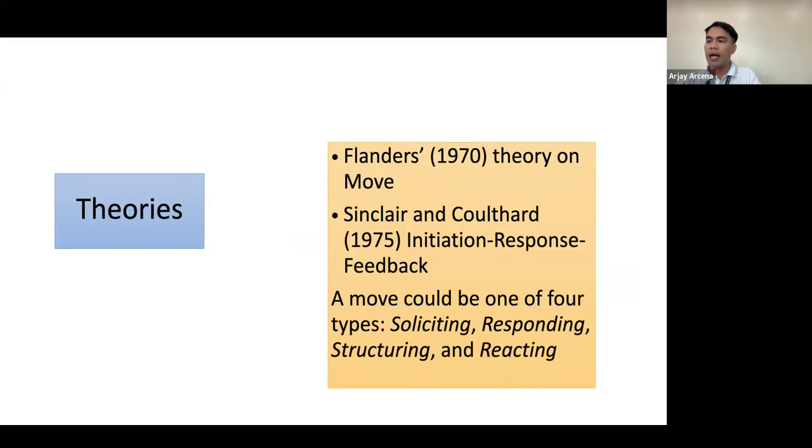More so, to answer research question number 2, the theory of Sinclair and Coulthard 1975 on initiation, response, feedback was utilized. This theory helped the researcher understand how language use shapes the students inside the classroom during discussion, as it focuses on how the teacher initiates conversation, how students respond to the initiated conversation, and how the teacher gives feedback right after receiving the response.